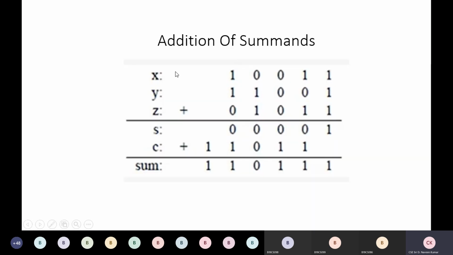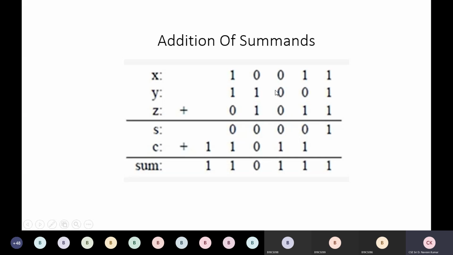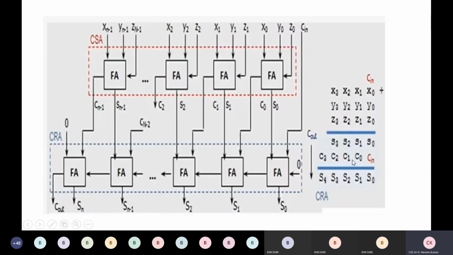So if you take, for example, these 3 summands, you can see the sum and carry. These are the 3 summands. How are they added? When we add, we write the sum here and their carry separately here. We had seen the same thing in the previous slide, and we are repeating it. So this is x0, x1, x2, x3, maybe x4, and similarly y0, y1, y2, y3, and so on. As sum we have, carry we have. And finally we have the normal addition.